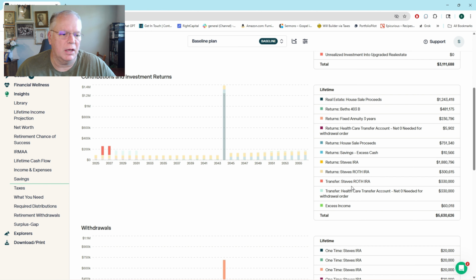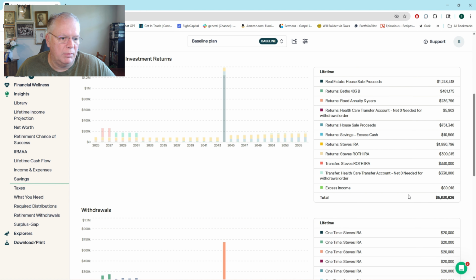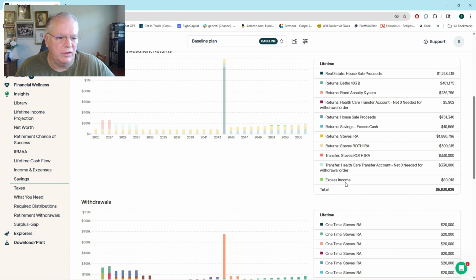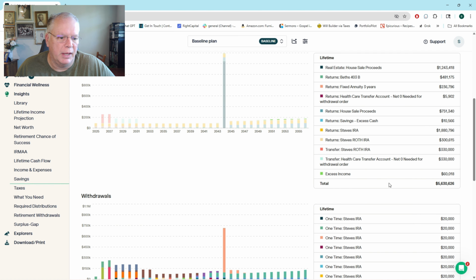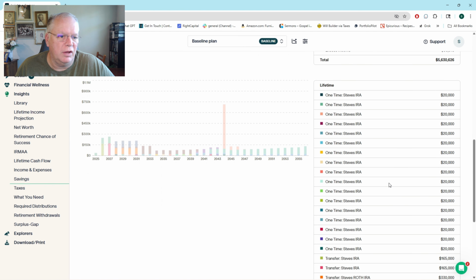Actually, somebody just gave me a comment about transfers. So these are returns. These are transfers. So this is where you can see I'm transferring money from my Roth IRA into my healthcare transfer account. So that's why they're the same number. And then this is just excess income over the lifetime of the plan. So that's the interesting stuff there.